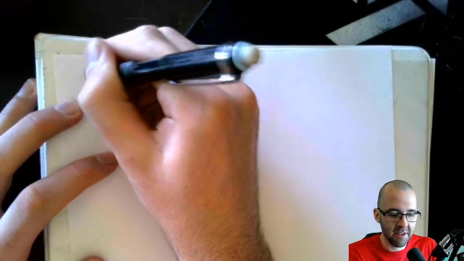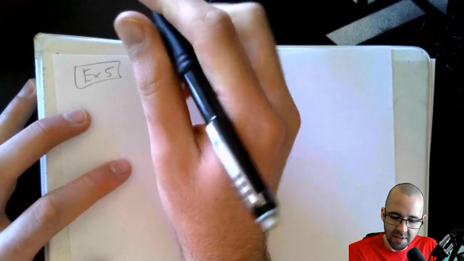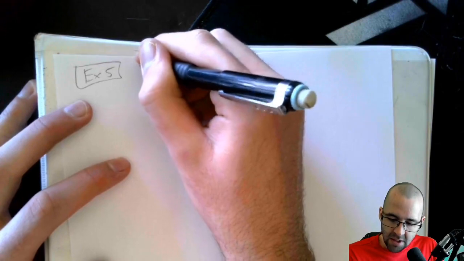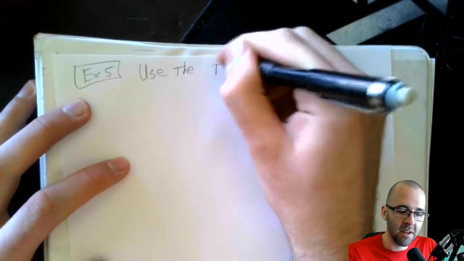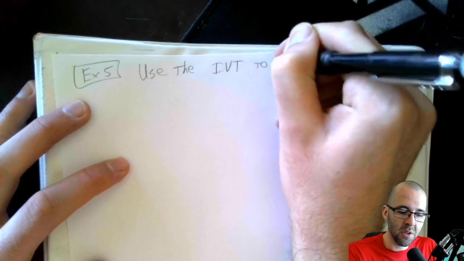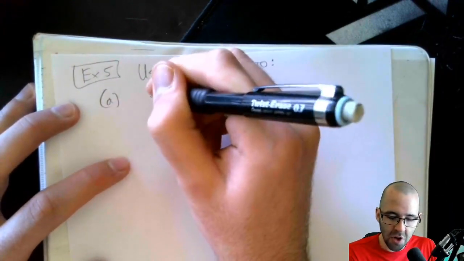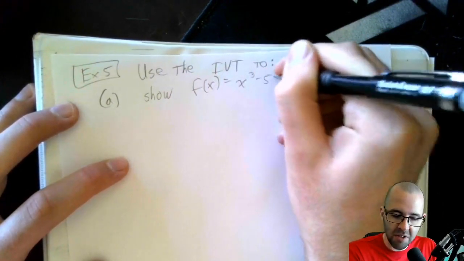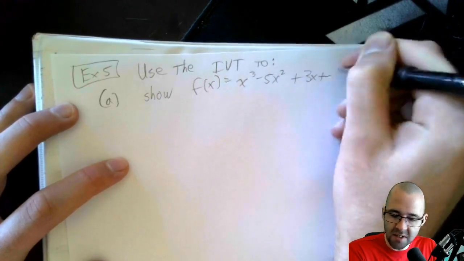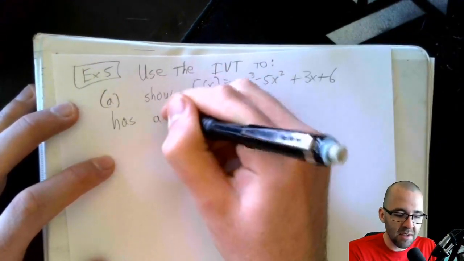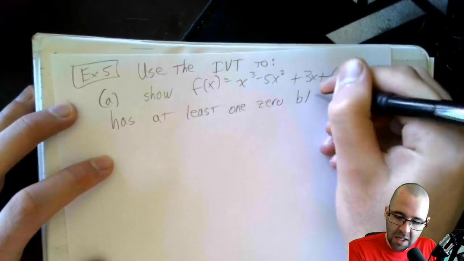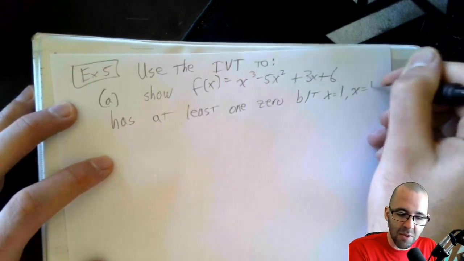All right, so last example problem, example 5. Use the intermediate value theorem to, part A, show that f of x equals x cubed minus 5x squared plus 3x plus 6 has at least one zero between x equals 1 and x equals 4.